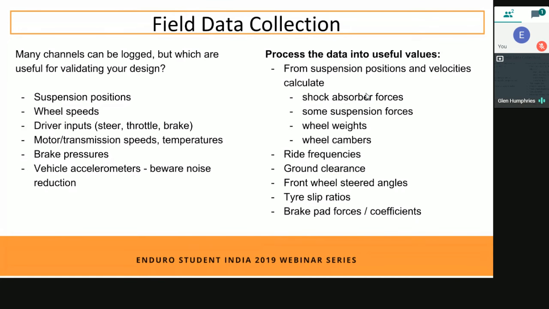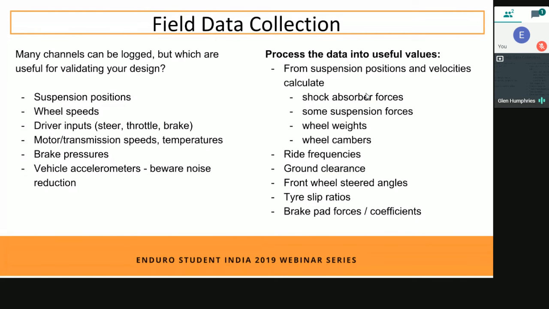Other things we want to keep track of: wheel speeds, extremely useful. Knowing how fast the wheels are turning, when they are or are not touching the ground. Driver inputs. The driver's in charge of the show. What the car does depends on what the driver tells it to do. So logging your driver inputs can be very handy as well. For example, where is the driver steering? How much throttle are they applying? And how much brake are they applying?